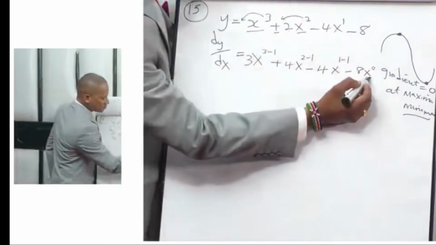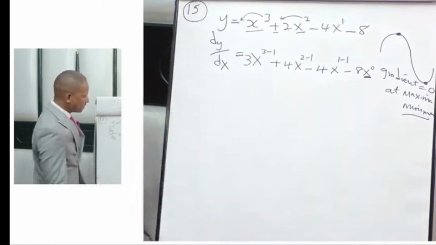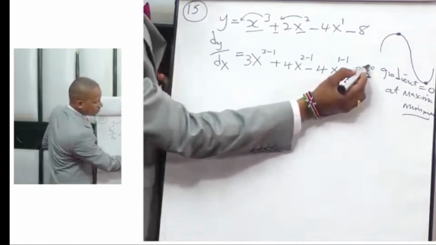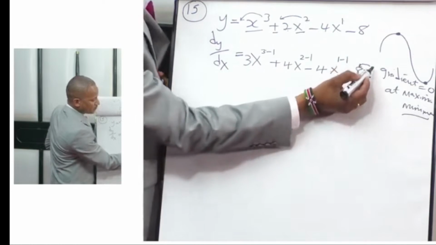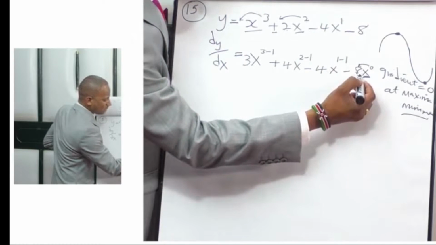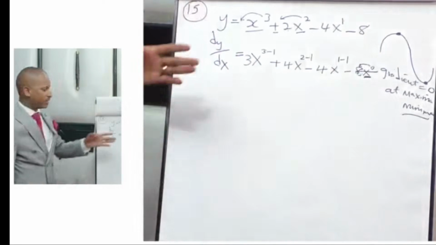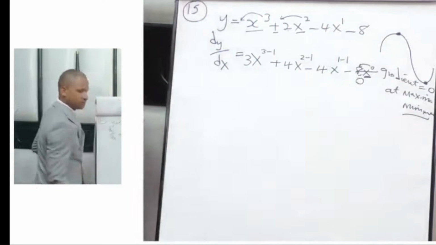So I've just introduced an x value to tell you how we are going to differentiate this. When you are differentiating this, you drop the power. So it becomes 0 times 8, which is 0. Any number multiplied by 0 is 0. That's how we are dealing with that part.